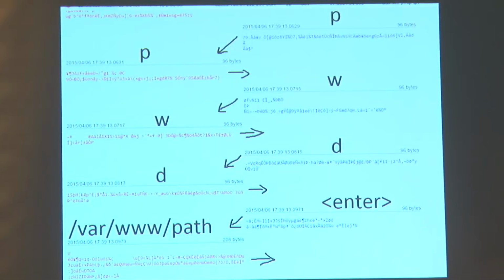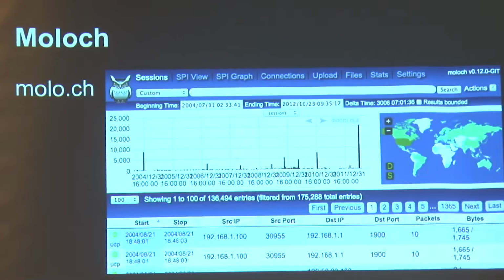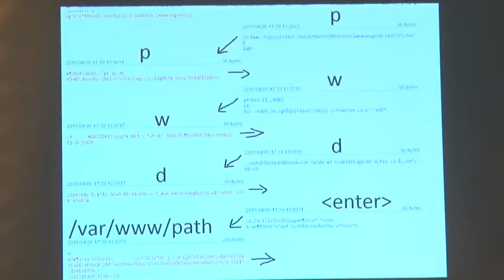So on Moloch, it looks like this. And by the way, if you don't know what Moloch is, it's this awesome open source full PCAP tool. You can find out more at molo.ch. Anyways, here's what it looks like on Moloch. The right side is the server, the left side is the client, and these are all 96-byte packets. So the server types P, W, it goes back and forth, and then on the server side, he presses enter. That's 96 bytes going to the client. The client responds with the path for PWD, and that's, in this instance, 208 characters, or 208 bytes, and that's how we detect. And it works great.